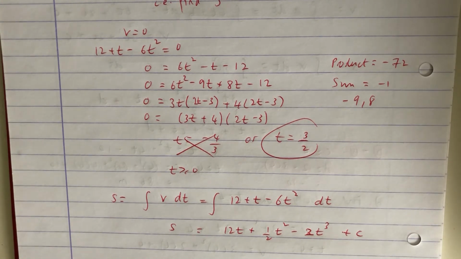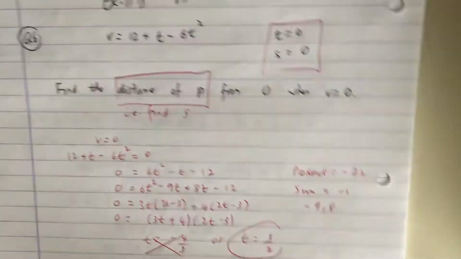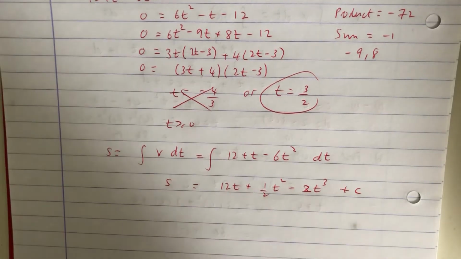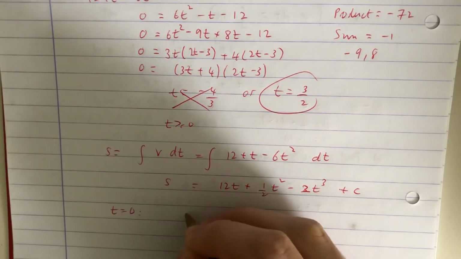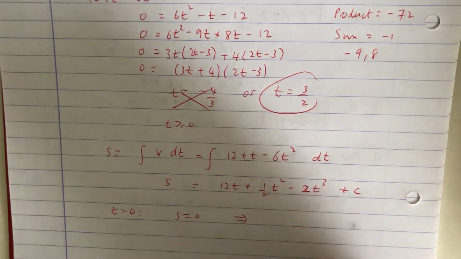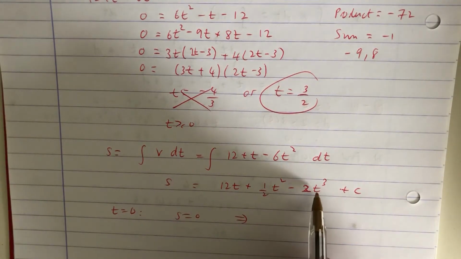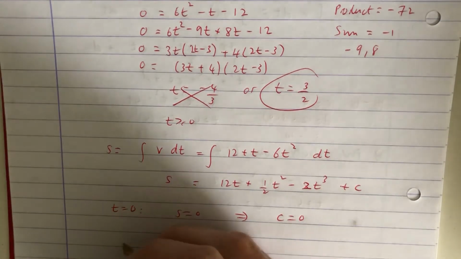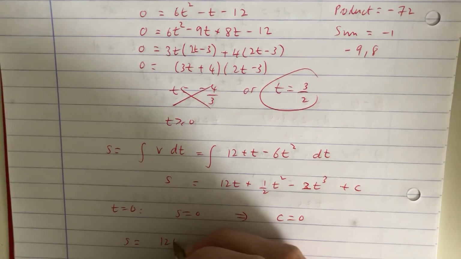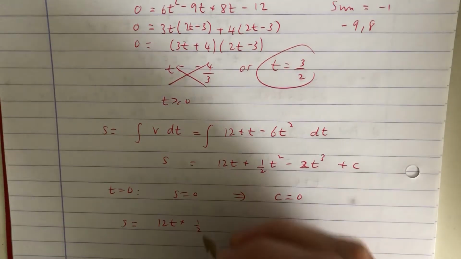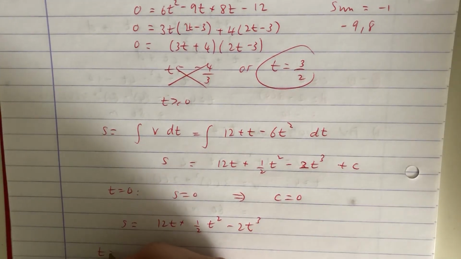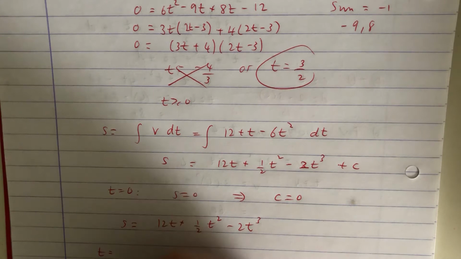Now we need to work out the plus c, and that was the original thing given there. When t is equal to 0, we assume s is equal to 0. So when t is 0, s is 0, and if you substituted 0 into all of this, you'd get c is equal to 0. So in other words, s equals 12t plus a half t squared minus 2t cubed, and you want to work out this displacement when t is equal to 3/2.